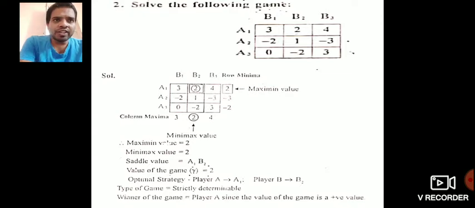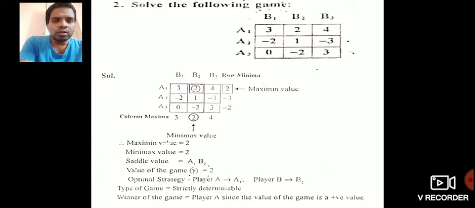Now the value of the game is not equal to 0 here, it is equal to 2, so that game you can call a strictly determinable game. Now can you tell me the optimal strategies for player A? See, the value occurs at the A1 to B2 cell, so the value of the game occurs at the A1 row, so the optimal strategy for player A is A1.